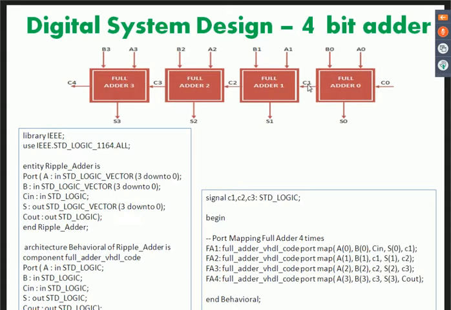The interconnection is such that C1 is given as input to the second full adder, then C2 is given as input to the third full adder, then C3 as input to the fourth full adder. Here the carry is rippling. In 4-bit binary addition, the carry also ripples from LSB to MSB. Here also the same behavior is happening. This is how we design any bit adder.